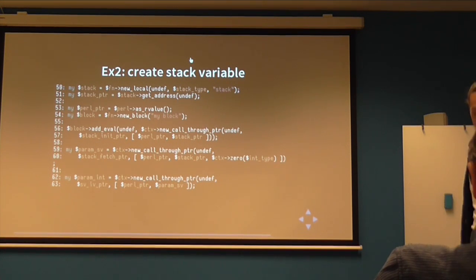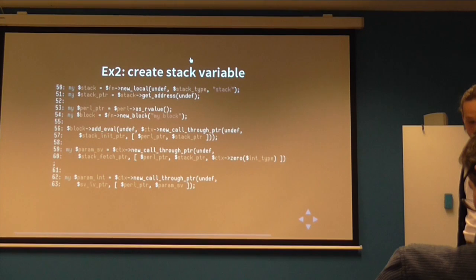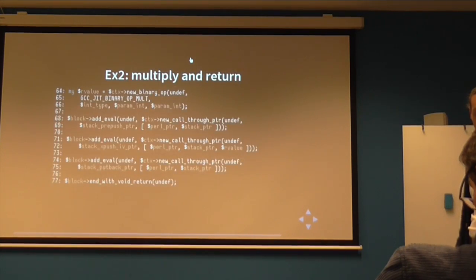It calls then a stack fetch to get an SV and SV ID to get an integer value out of the SV, all through pointers. Then we multiply the values like before, and then we call a bunch more access or your board's functions to put it back on the stack the way access requires us to. And we finish our function block without return value, with a void return.